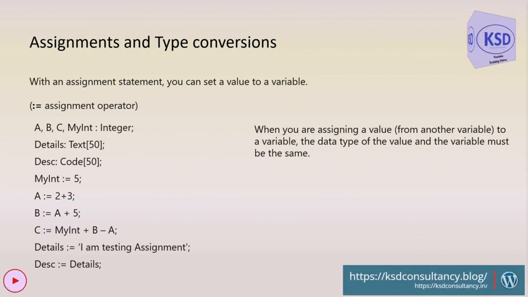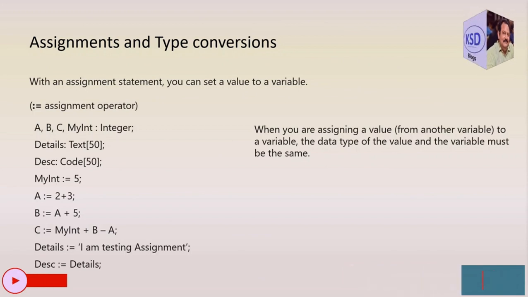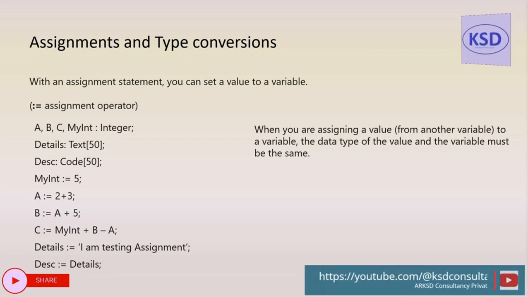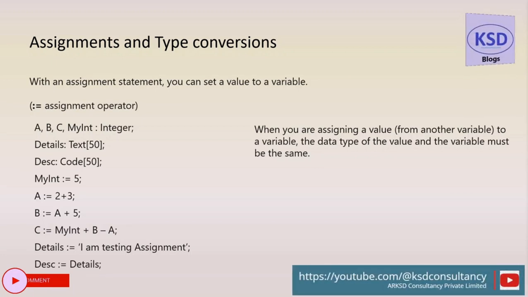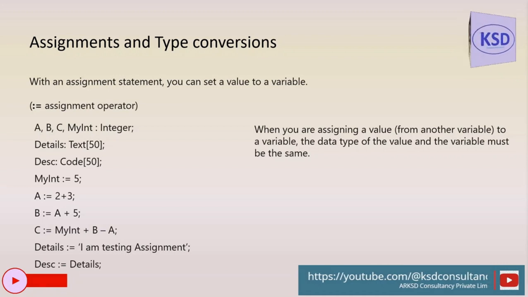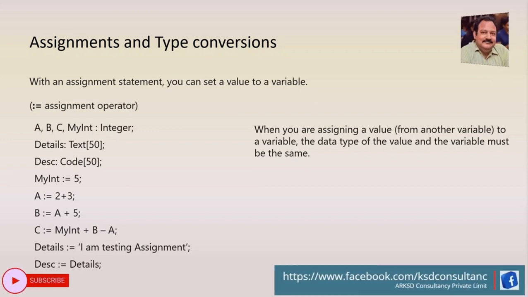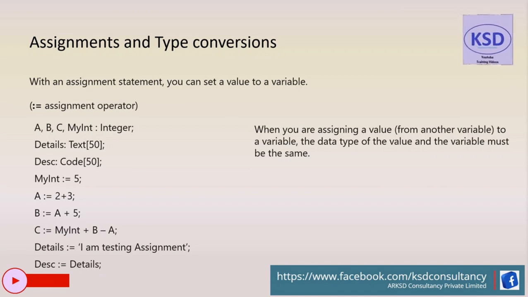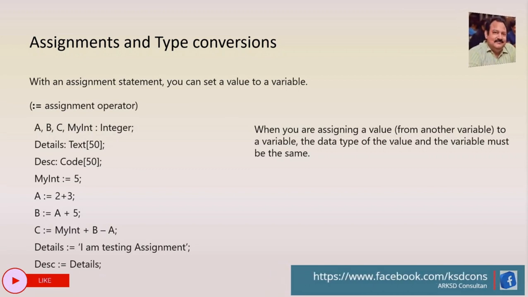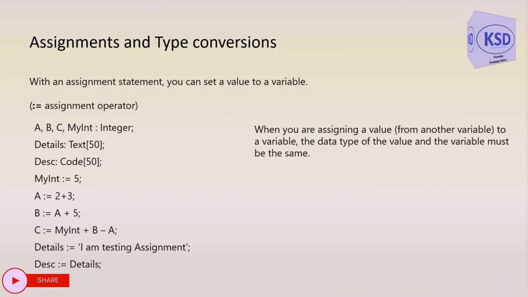So now we will see assignments and type conversion. With an assignment statement, you can set a value to a variable. It means you have defined a variable, and now you want to assign some value to that variable. For that, you will use the assignment operator.